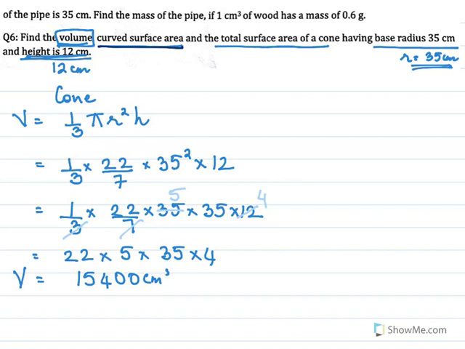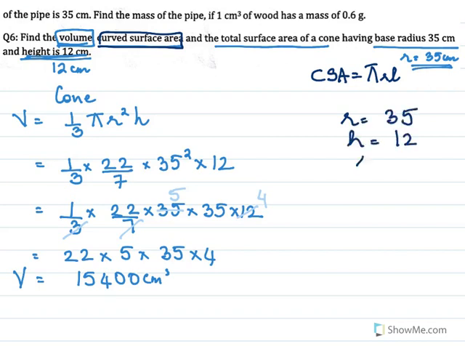Now next we will find the CSA. The formula for CSA is pi r L. And if you notice, the L is not given. R is given to us as 35. The height is given as 12, but there is no L. Now what is the L?